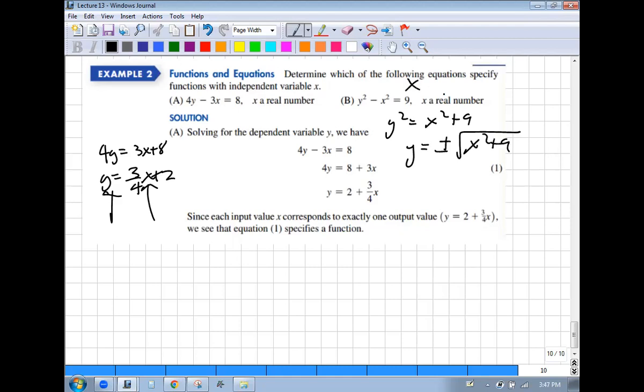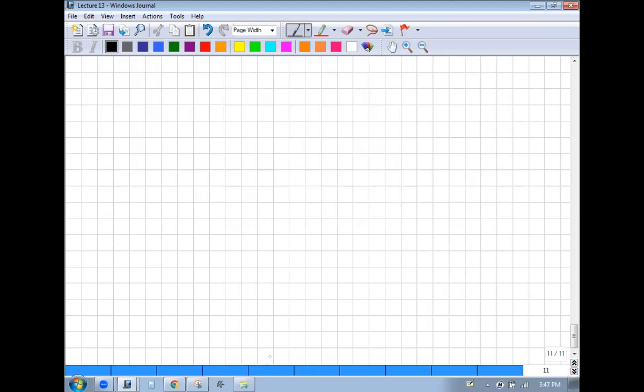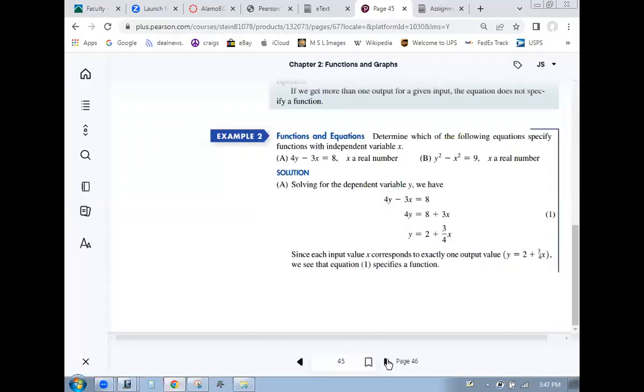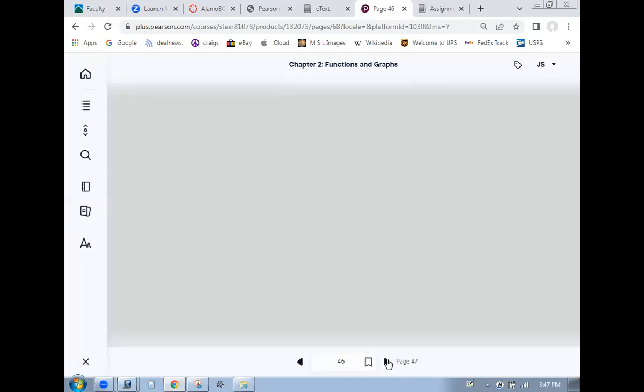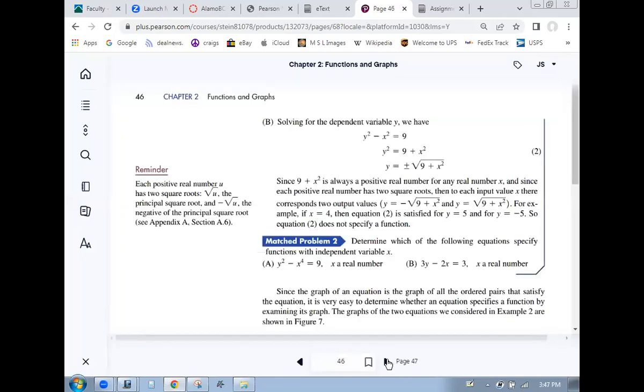This can't be written as a function. One number in, I'm getting the positive and negative back. So no, can't write that as a function. This is easy stuff, right? So far, y'all know this stuff somewhat.